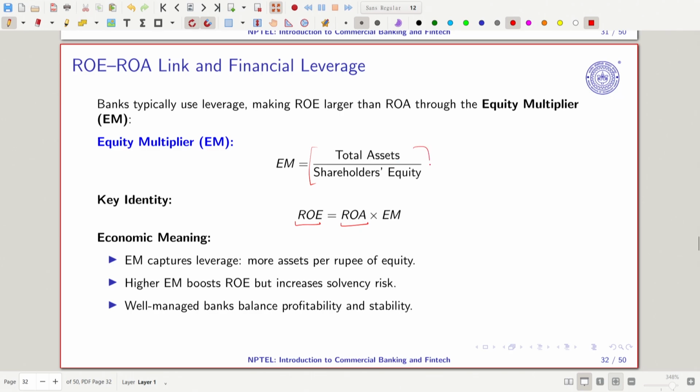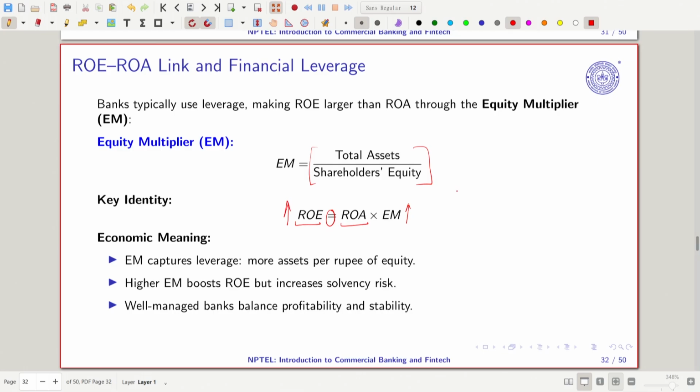Equity multiplier is nothing but total assets upon shareholders' equity. What is the meaning of it? It shows how much the bank is able to make money and how much the bank is able to convert the equity into assets, and this is what we often mention. And if the EM is higher, right? So this is equal signs, right? So this will also be higher.